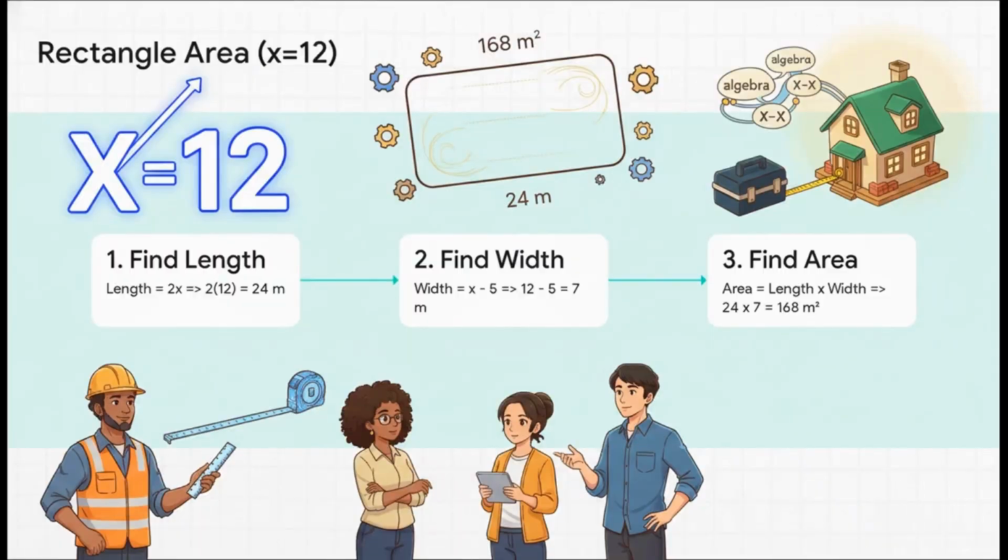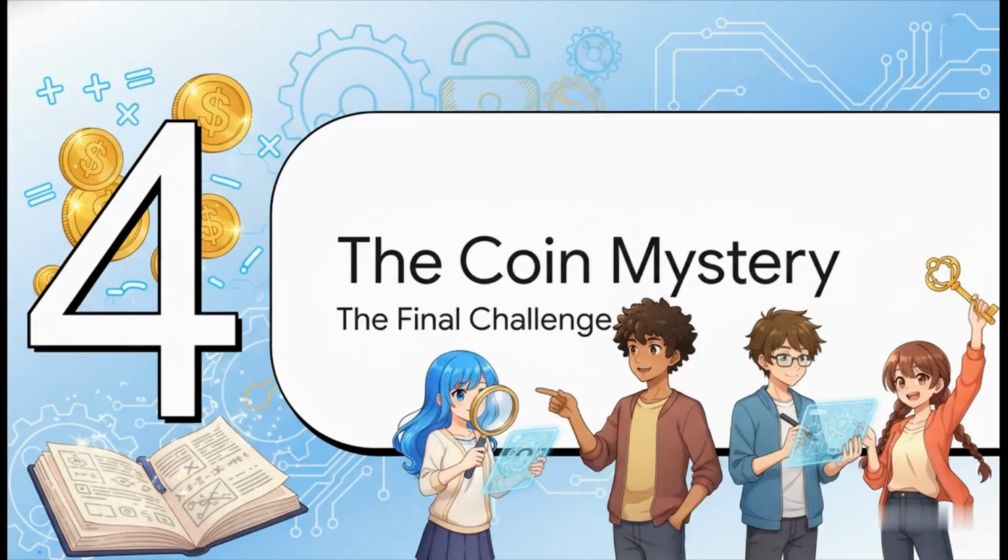So let's actually apply that. We've got a rectangle, but its size is defined by x. If we're told that x equals 12, we can figure out everything. We just plug 12 into the expressions. The length becomes 24 meters, the width becomes 7 meters. A quick multiplication gives us the area, 168 square meters. We just used algebra to find a real physical size. Pretty cool.